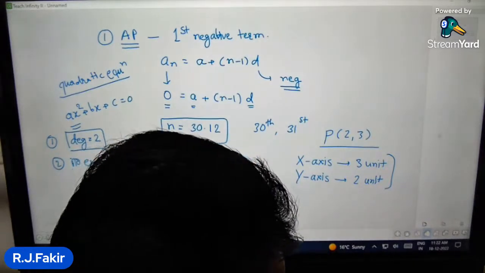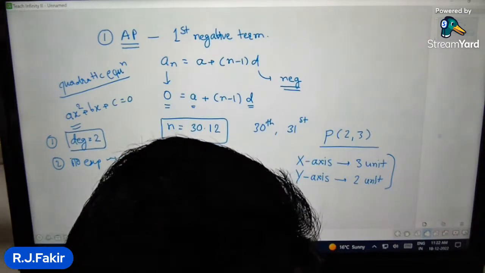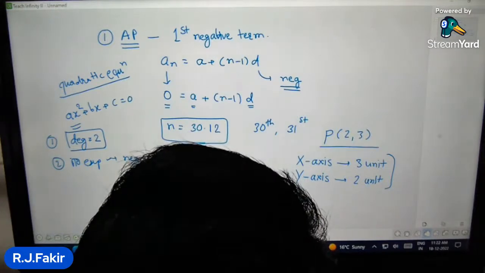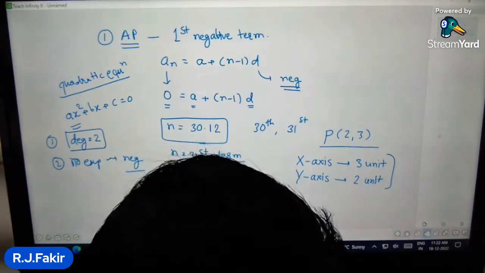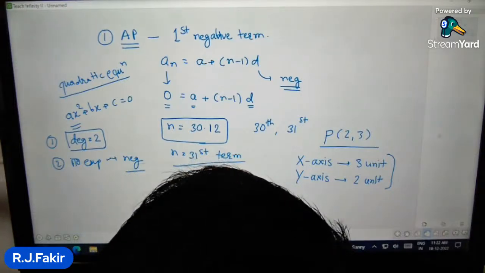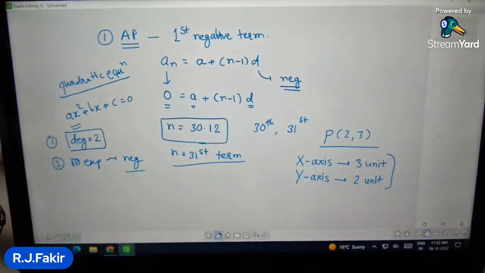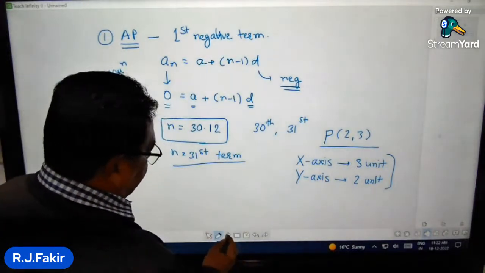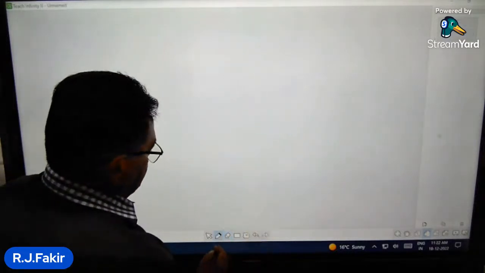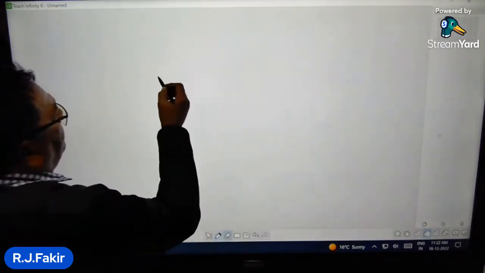If the radii of two concentric circles are 4 and 5 centimeter, then find the length of each chord of one circle which is the tangent to the other circle. Concentric circles means they have the same center but different radii.